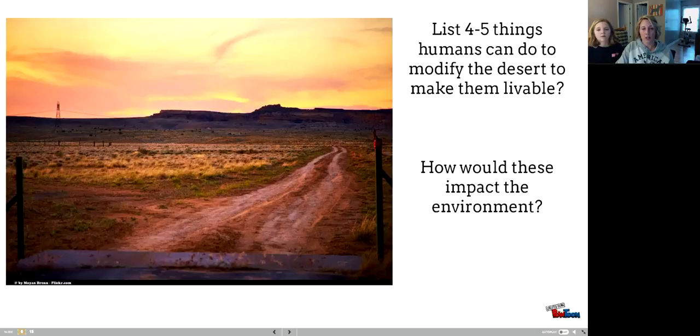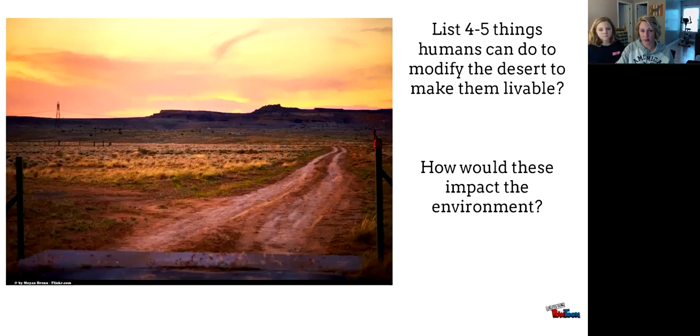Very good. So here's another picture of the desert, but if you'll notice, there are power lines back there. It looks like there's somewhat of a road. So I want you to list on your paper that you have, and if we were in the classroom setting, you would be working with a partner or a group of students at your table. But I would like for you to list 4 or 5 things that humans can do to modify this desert to make it livable. So if you had a home on this desert, what are 4 or 5 things that you could do to make this livable?